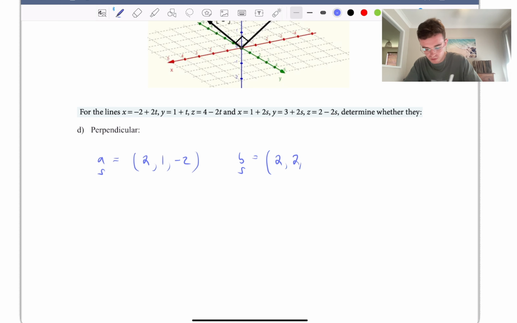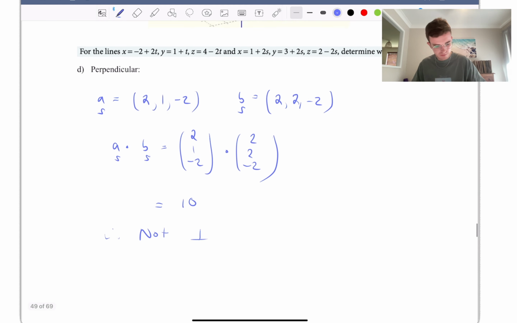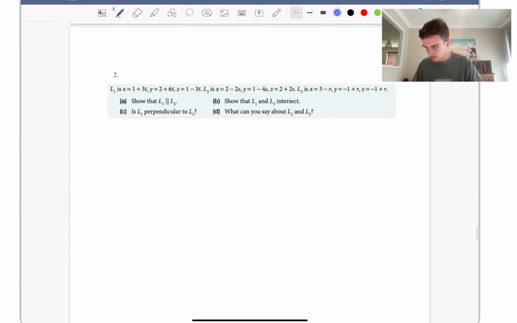2, 2, minus 2. We know vectors are perpendicular if their dot product is 0. So A dot B, let's find the dot product of these two vectors. So 2, 1, minus 2, dot product 2, 2, minus 2. If you do that, you get 4 plus 2 is 6, plus 4 is 10. So therefore not perpendicular. Okay.